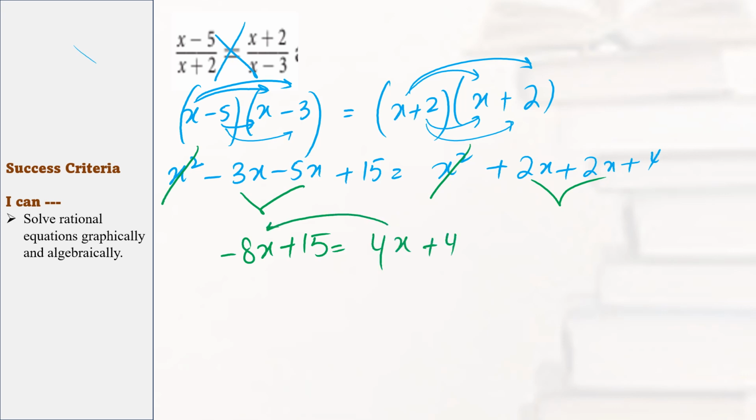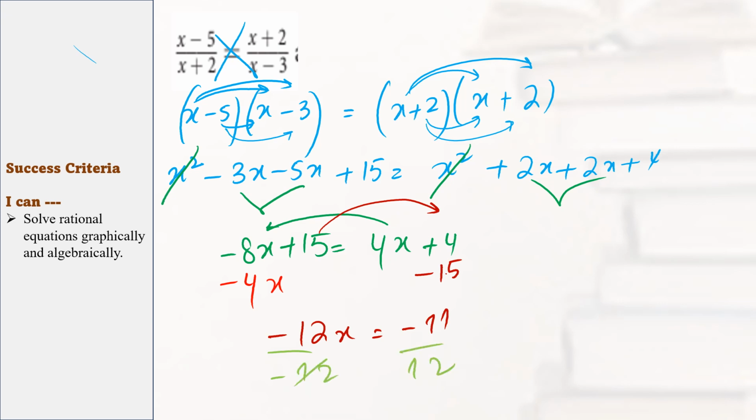Bring all the x on one side. That means bring the 4x on the other side, you will get negative 4x. All constant numbers on the other side of the equal sign. So plus 15 goes on this side, negative 15. Solve it. Minus 8 minus 4 is minus 12x. Minus 15 plus 4 gives me minus 11. Divide both sides by negative 12 and I will get x equals negative 11 over 12.